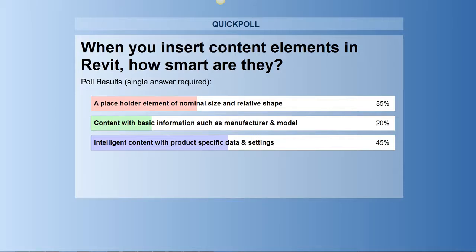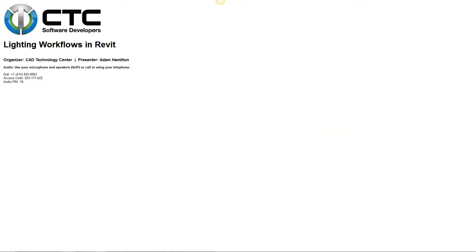Well, with 54% of listeners voting in, it's a very mixed bag, with 35% coming in as just placeholder elements, 20% starting user content, but it's excellent to see that 45% of respondents so far are using intelligent content that does provide specific data and settings. So we're going to continue now that I have a good idea of the mixed team that we have going.